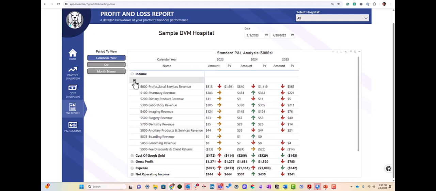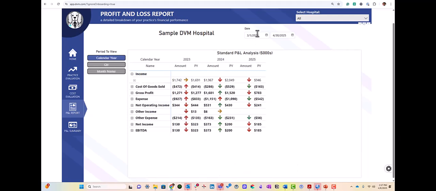You can look at expenses. You can look at it by quarter. You can look at it by year. You can look at it by month. You can look at however you want to look at it. And we'll always compare to the previous year's period of that period.